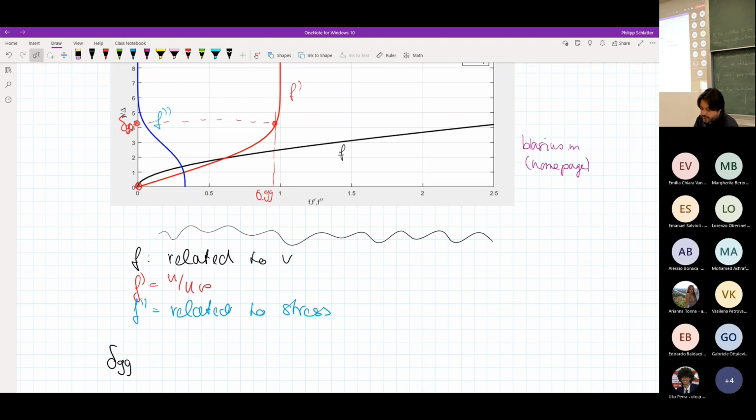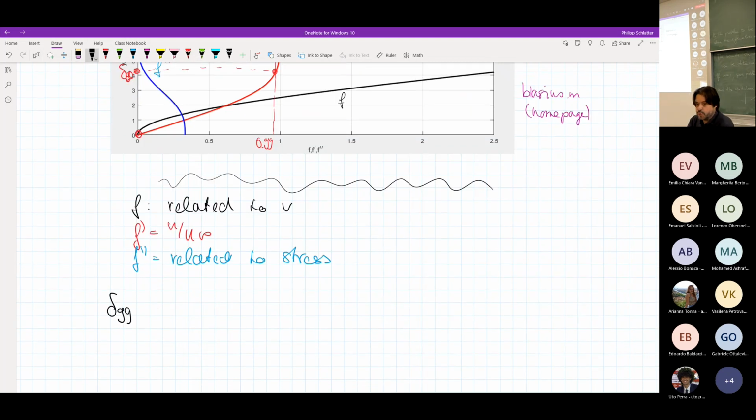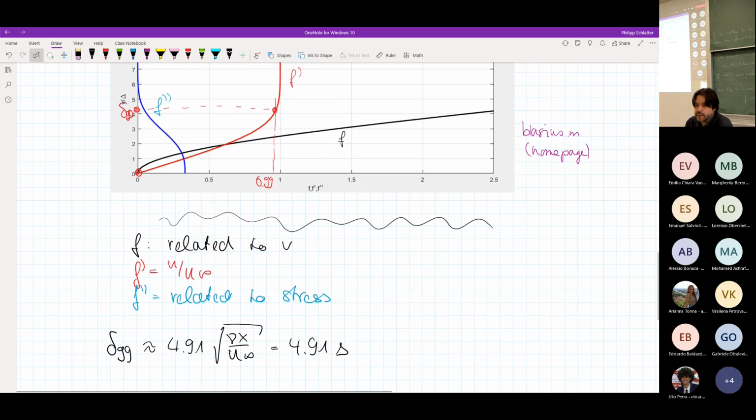Of course, we did this optically, but we can also do it directly in MATLAB. And it turns out if you do that, you get a value of 4.91 of this eta, or this delta, the capital delta, which is the square root of nu times x divided by u infinity. Or of course, this is 4.91 times the Blasius delta, the thickness that we introduced last time. So this is the first thing that you can directly see. You now know the boundary layer thickness is 4.91 times this delta.